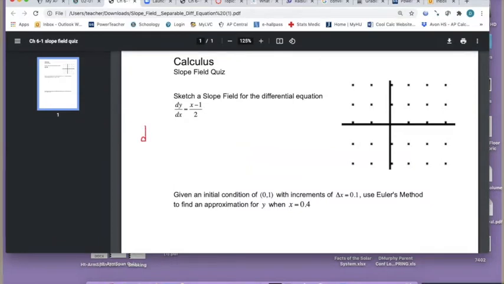So for dy/dx at x equals 0, well, we've got 0 minus 1/2, which is negative 1/2. So everywhere x is equal to 0, we've got negative 1/2 as a slope. Those are all locations where x is 0. All right? So now what you do is you just move around.